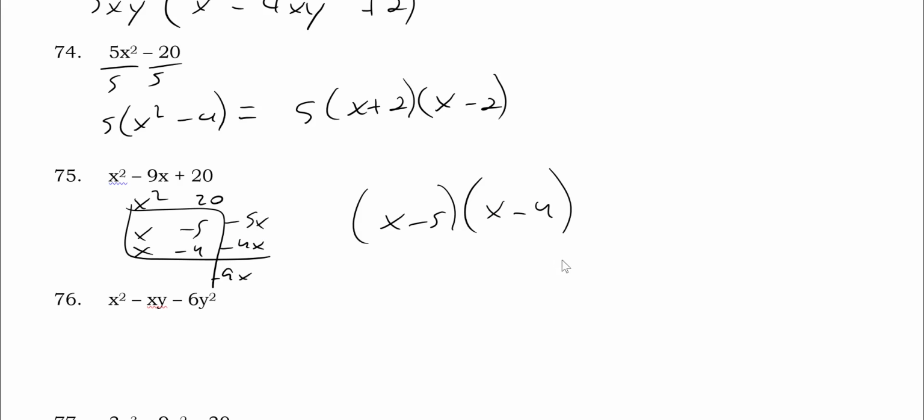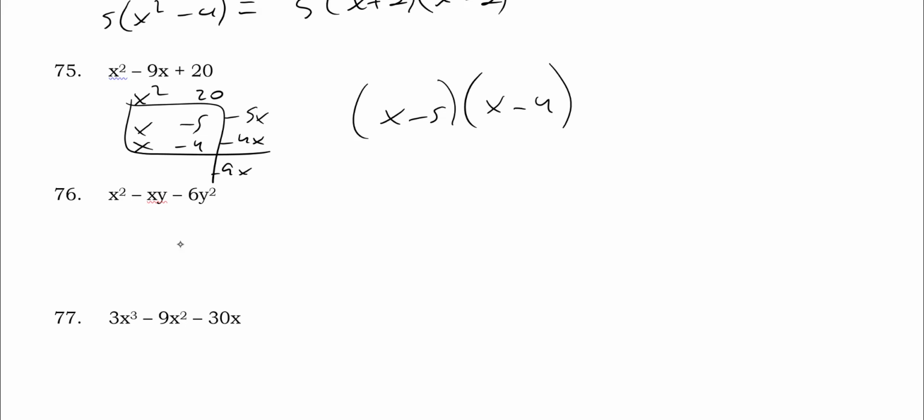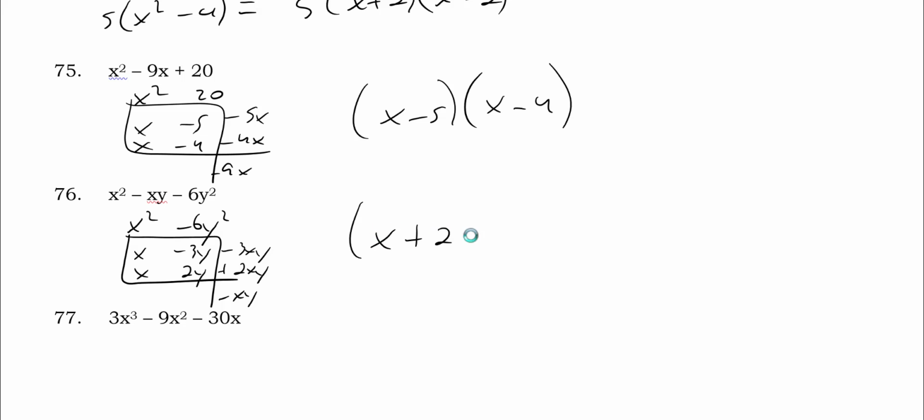Okay, pretty easy. This next one is a little more complicated, but it's just a factor box, guys. So x squared, negative 6y squared, negative xy. So it's x and x, negative 3y and 2y. So it's going to give you negative 3xy, positive 2xy, which gives you negative xy. So your answer is x plus 2y and x minus 3y.